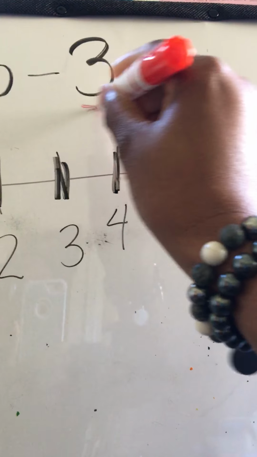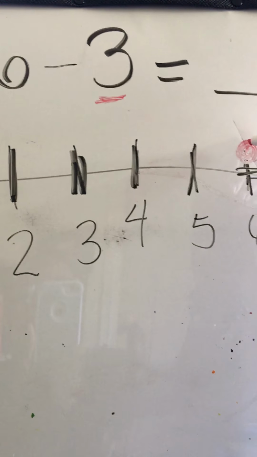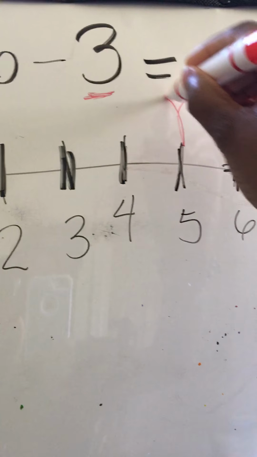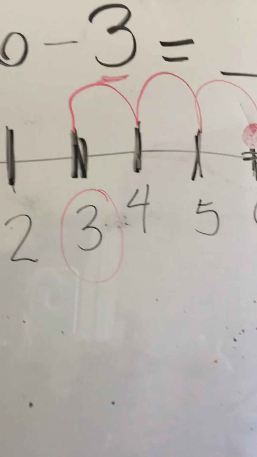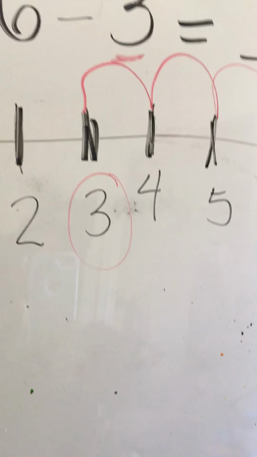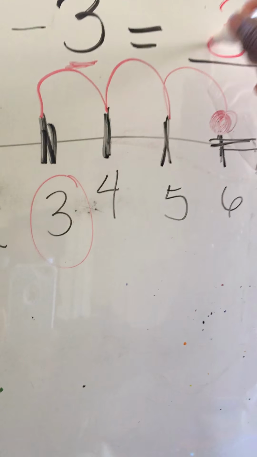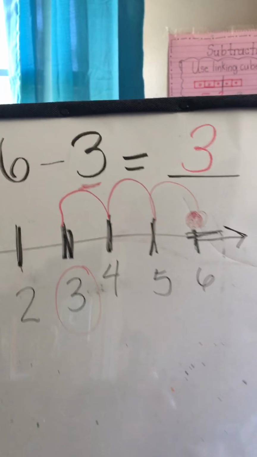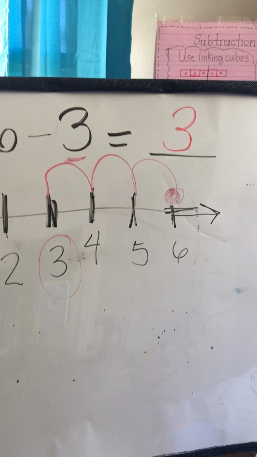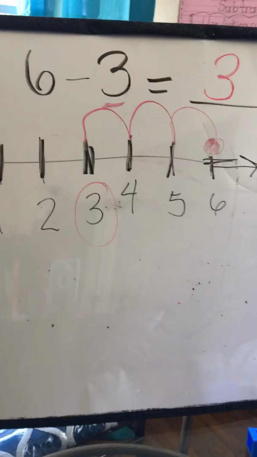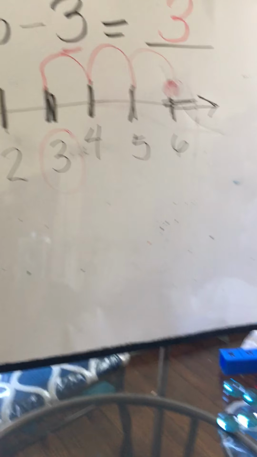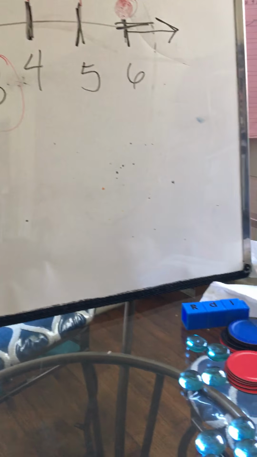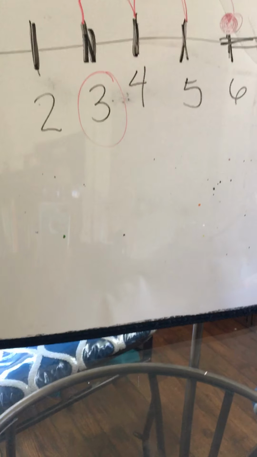So are you ready? Let's hop. How many times are we hopping? We're going to hop 3 times. Okay, let's go. 1, 2, 3, and circle. What number did we land on? We landed on the number 3. 6 minus 3 equals 3. What if I wanted to check that to make sure it was right? Because it's important for us to understand that we can use a different strategy to check to make sure that what we did was right or wrong.